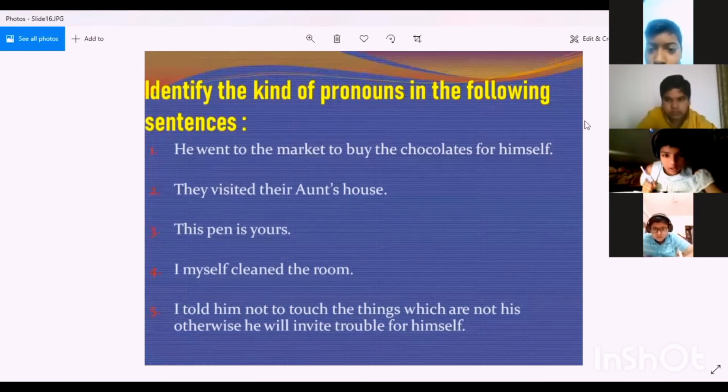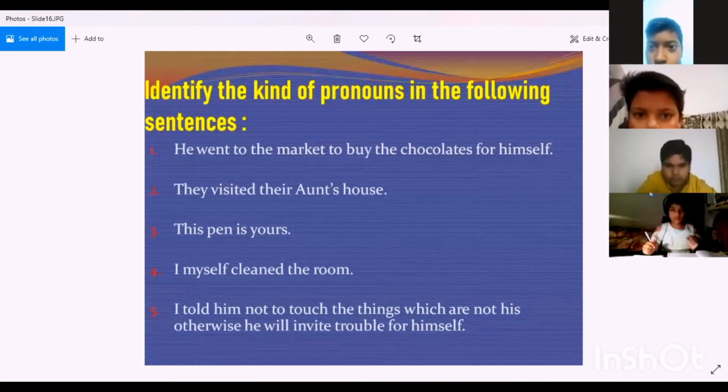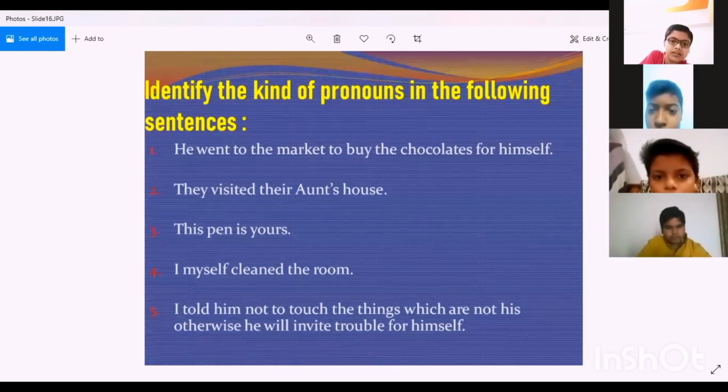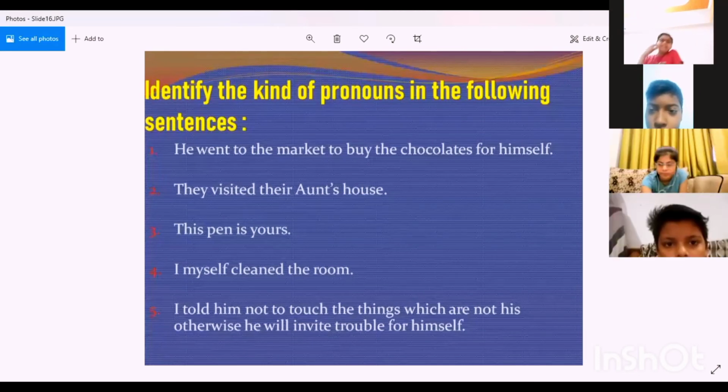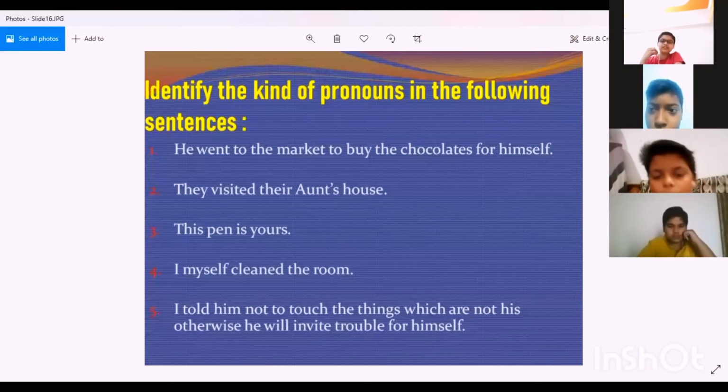All right. The first sentence: he went to the market to buy the chocolates for himself. Ranjan. Ma'am, it is a reflexive pronoun. There are other pronouns as well. A sentence can have more than one pronoun. Ma'am, and a personal pronoun. He is a... Yes, personal pronoun and himself is a reflexive pronoun.